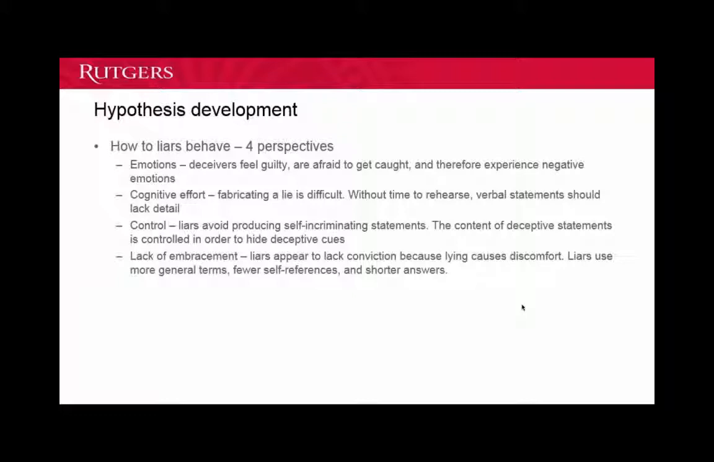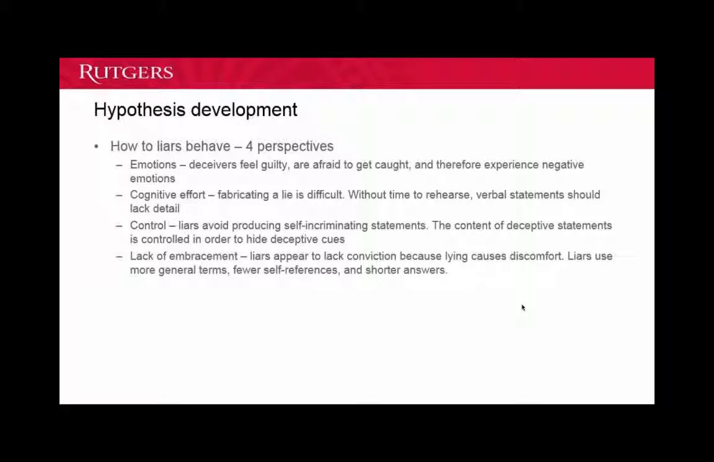So from the emotion perspective, there are these deception theorists who say deceivers feel really guilty, and they're afraid to get caught, so that's going to influence how they talk. If I'm afraid to get caught, maybe I'll distance myself as much as possible from the crime. I won't reference myself. I'll always say they, or maybe even we, but I won't say I did something. I might use the passive voice.